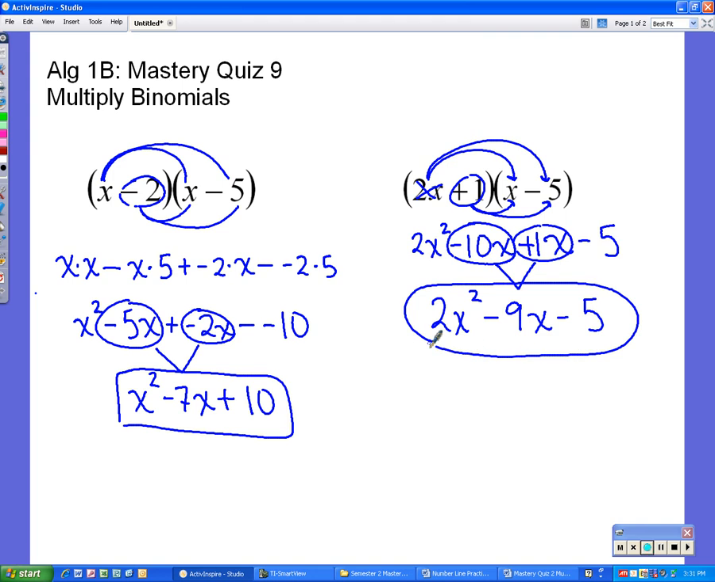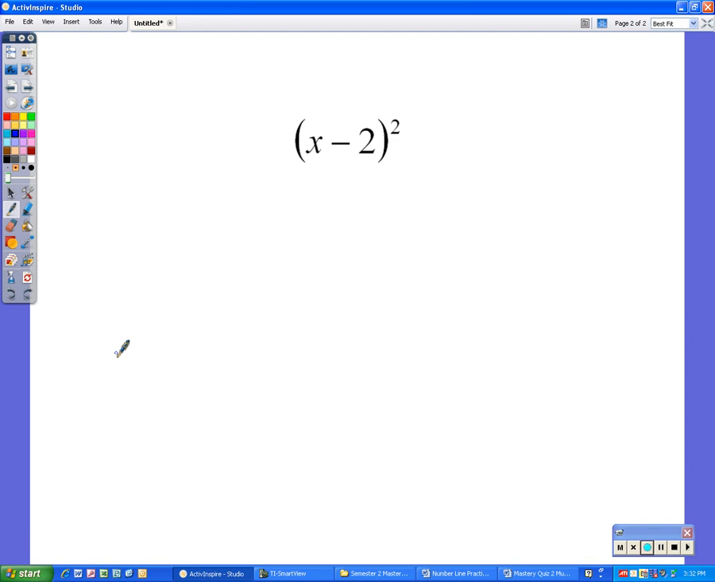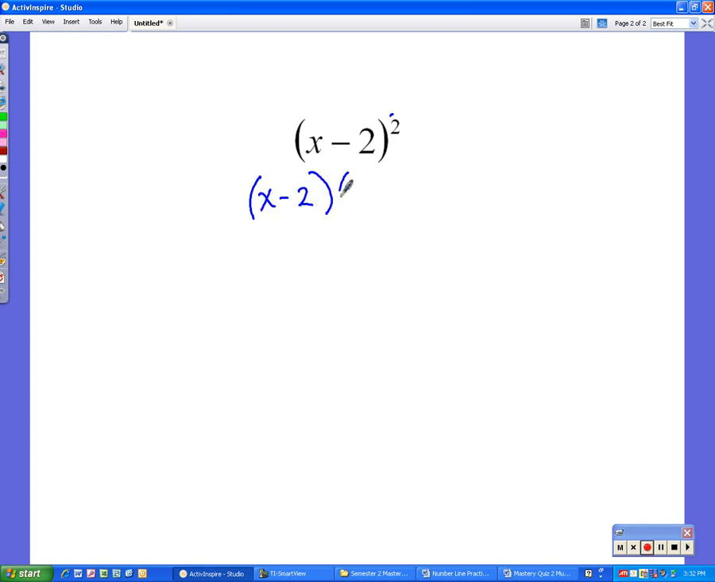Now you will see a problem that at first doesn't even look like multiplying binomials. On the quiz, you'll have a problem like this. This says x minus 2 quantity squared. That means this whole subtraction problem is being squared. Now, if you remember, squared means multiply that thing by itself. So what this is saying is multiply x minus 2 times itself, x minus 2. And when we write it that way, that's when we see that this is, in fact, a multiplying binomials problem.